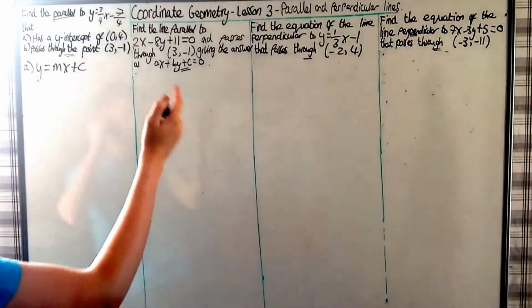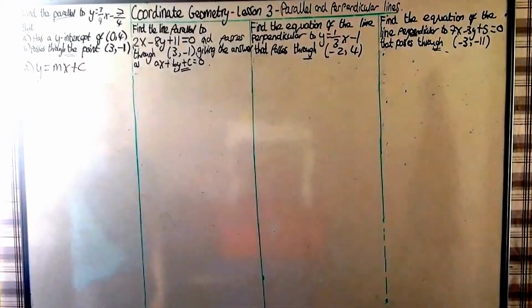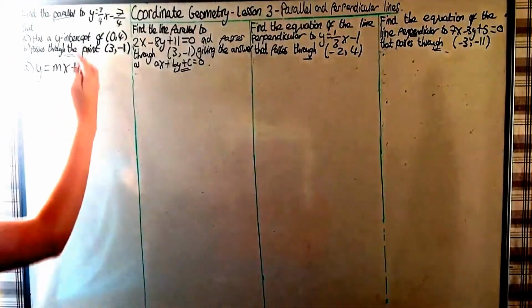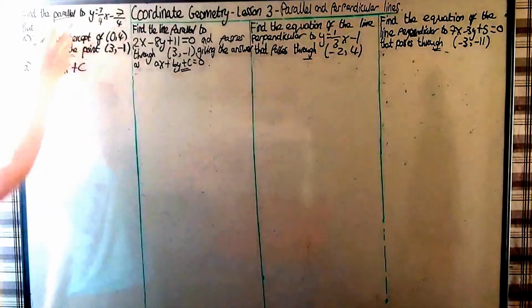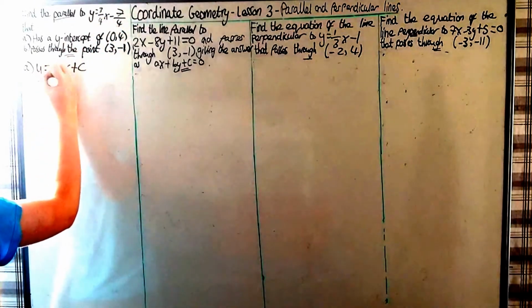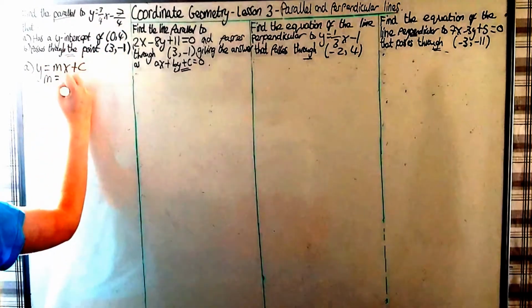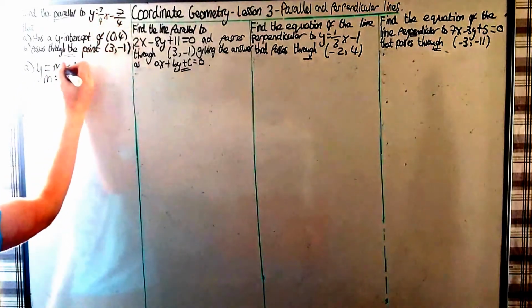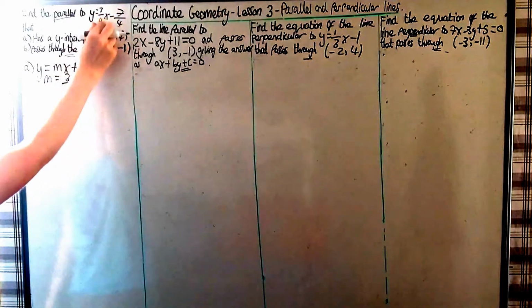So if the gradient is the same, then we can say that the gradient of this line must be equal to the gradient of the parallel. So our gradient of our new line must also be 3/4. Okay? M is the number in front of x, the coefficient of x, which is the gradient, 3/4.